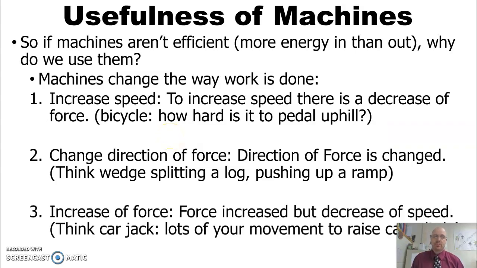Okay. And the third reason we use machines is we increase force. So force increases, but speed decreases. Think about a car jack. You take lots of movement. You're moving your hand up and down a lot to get that little bit of movement up on the car to change the tire, but the car is really, really heavy, and there's no way you could lift it up by yourself. So we use a machine that takes the distance or the amount of work time that we put into it, and we trade that off for the lifting force.